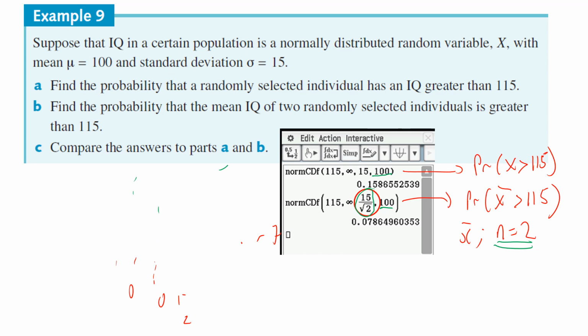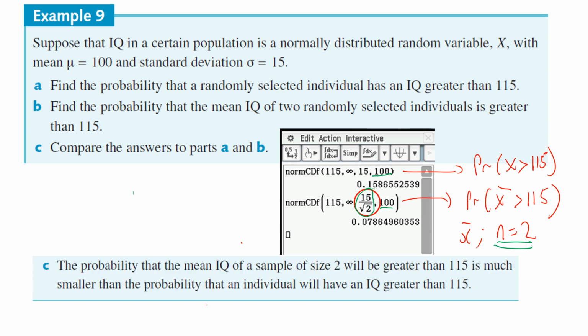Okay, compare answers to part A and part B. Of course, it's less likely that the average result from a sample size of 2 will be greater than 115 than it is for a single instance of probability being greater than 115 from the distribution X. So let's see what the actual, hang on. Okay, the probability that the mean IQ of a sample of size 2 will be greater than 115 is much smaller than the probability that an individual will have an IQ of greater than 115. Makes perfect sense, doesn't it?